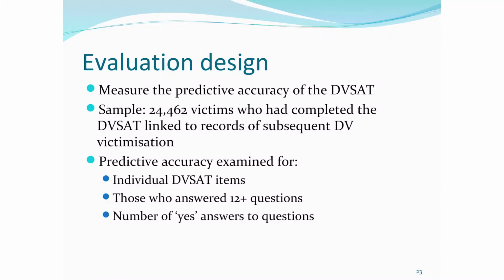Our evaluation design was to measure the predictive accuracy, and in order to do that, we got 24,462 victims who'd completed the DV-SAT, and we linked them to records of repeat victimisation to find out how many of those were re-victimised, and of those, what proportion of them had ticked the 12 or more, or ticked any number you like. We're trying to find out how well the instrument was as a predictor, or is.